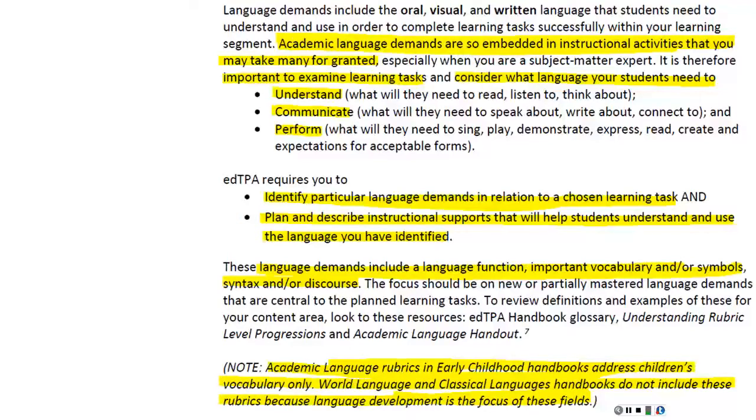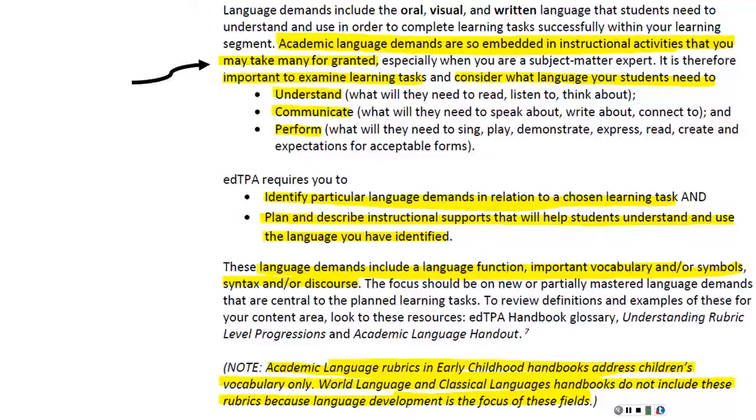What I do, I looked back at the material that comes with our edTPA stuff, and it says that academic language demands are so embedded in instructional activities that you may take them for granted. So it's important for students to examine learning tasks. Does examine mean the same thing as plan? No. Examine means we look at it afterwards. We look at it after it's planned. Consider what language your students need to understand, communicate, and perform.